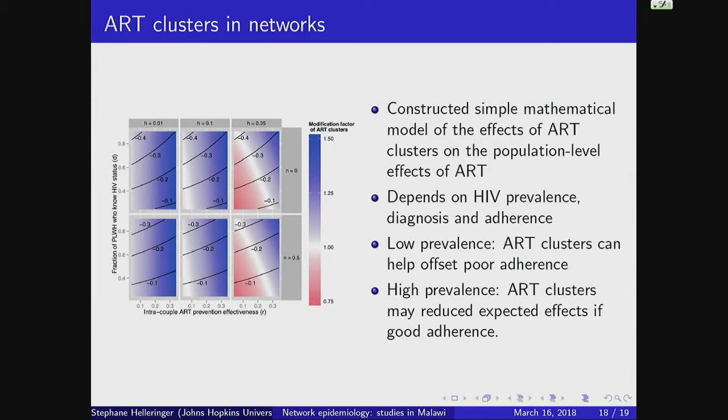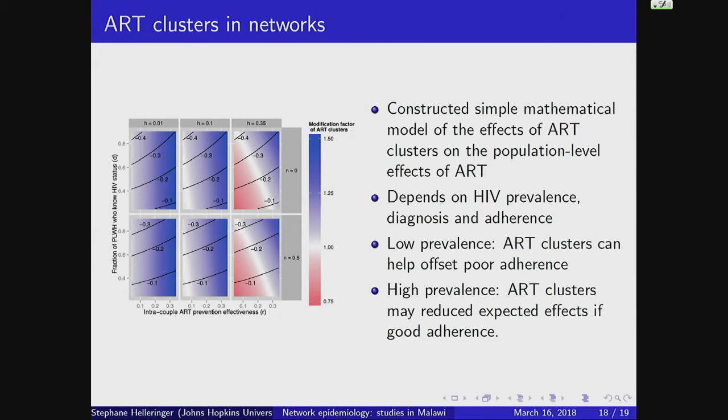And so we modeled that and put that into a simple mathematical model of the effects of ART clusters on the population-level effects of ART. And we found that if these clusters emerge, they may modify the effects of treatment on HIV incidence, depending on a bunch of other things: prevalence, treatment coverage, and adherence as well.